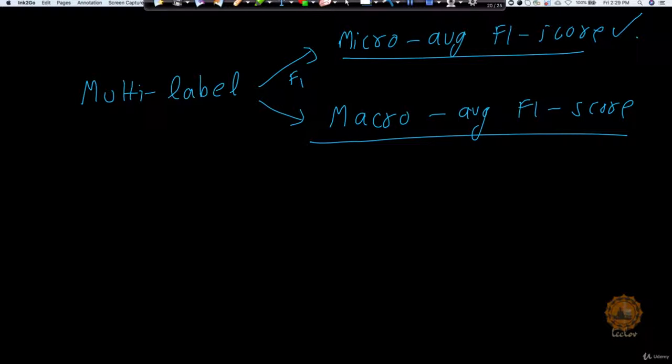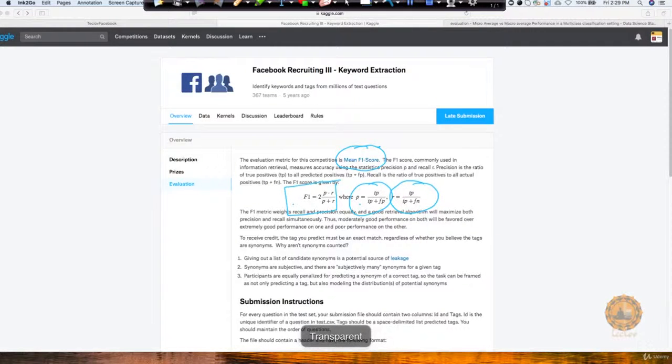I will explain what these are, what the difference between them is, and why I'm telling you that you should always go for micro F1 score. In order to understand this, let me quickly go back to my same formula of precision and recall. As I told you, this is precision, which is true positive divided by true positive plus false positive. So let me go back here and note it down.